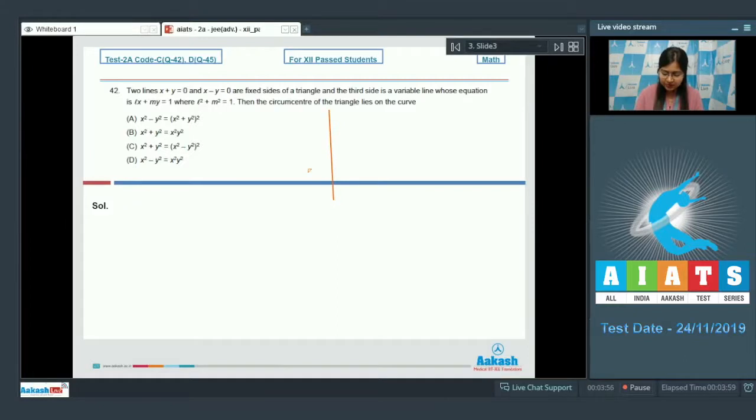Let us say the triangle is like this, where this side is x plus y equal to 0 and this side is x minus y equal to 0. Now these two lines have perpendicular slopes, so they are at 90 degrees. So this point of intersection is (0, 0) and this third side is lx plus my equal to 1.